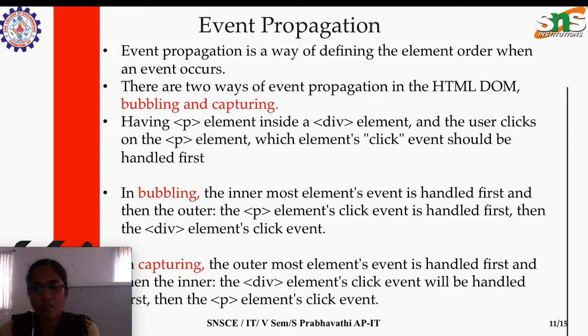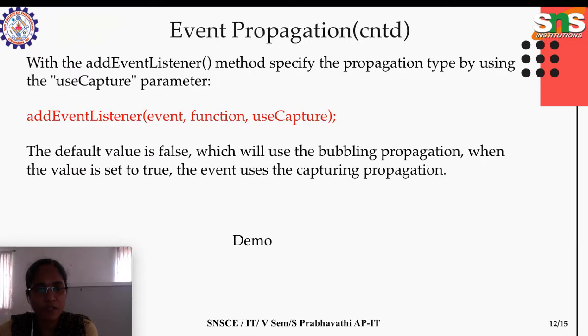Okay, so this is achieved by means of mentioning the third argument, true or false. By default, if you mention the third argument of this addEventListener as false, event propagation by means of bubbling will happen. The default value is false, which will use the bubbling propagation.